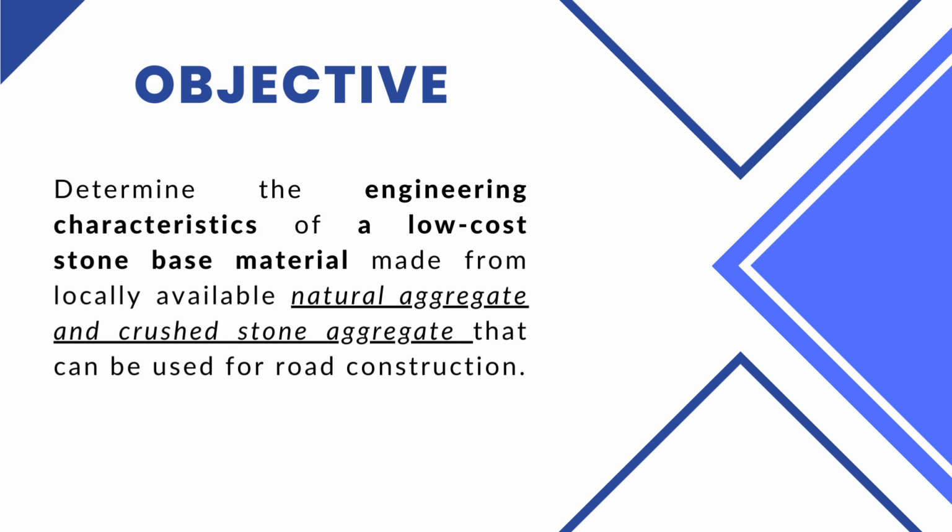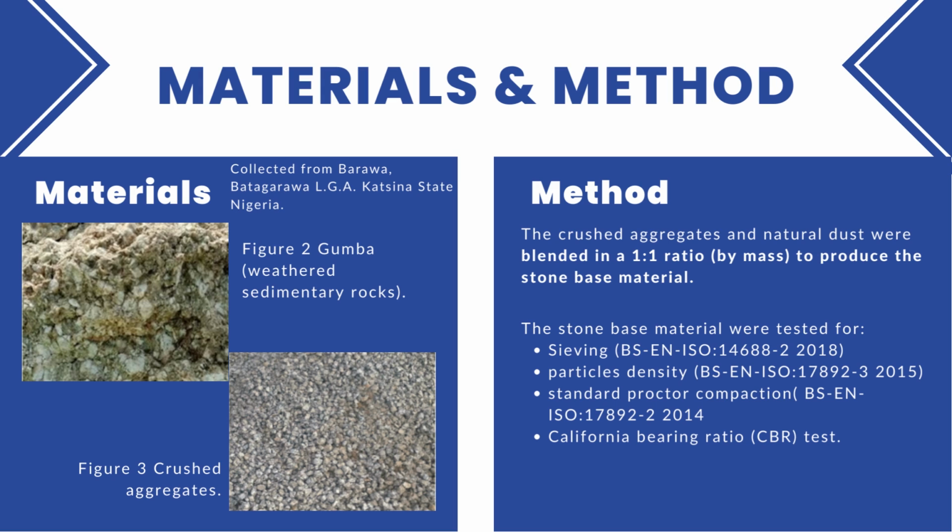The objective of this research is to determine the engineering characteristics of the low-cost stone-based material made from natural aggregate and crushed stone aggregate. The materials used are first Gumba, or weathered sedimentary rocks, collected from Katsina State, Nigeria, and mixed with crushed aggregates also collected from the same area. The method is to produce the blended stone material by blending the crushed aggregate and natural Gumba in a ratio of 1:1 by mass, and then we follow the BS and ISO standards, which are sieving, particle density, proctor compaction, and CBR.